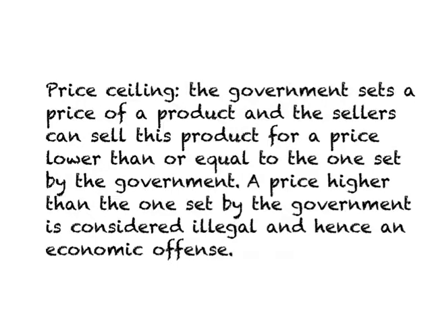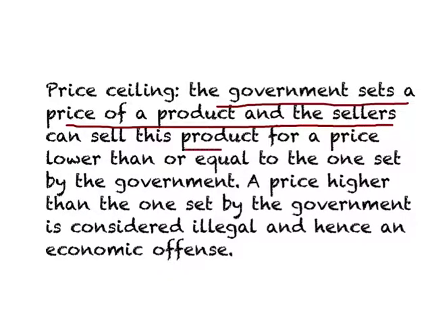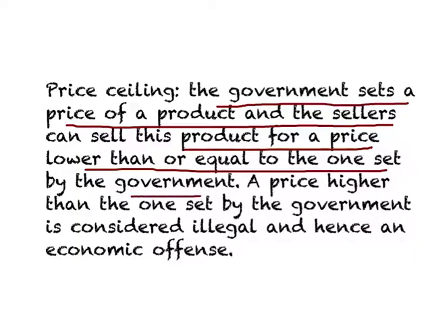The purpose of this is to make certain goods available to a class of consumers, namely poor, and some essential things like food, clothing, medicine, and so on. So in this case, the government steps in and sets a price of a product and tells the sellers, you can sell this product for a price lower than or equal to the one set by the government, but they can never charge a price higher than the one set by the government, and that is why it is called a price ceiling. You cannot go above this price.